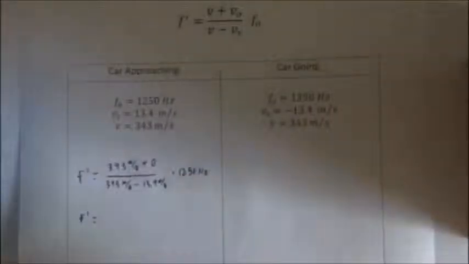All we have to do is say f prime, the perceived frequency, is equal to the speed of sound, 343 meters per second, plus the speed of the observer, which was 0 in this experiment, divided by the same 343 meters per second minus 13.4 meters per second, times the original 1250 Hertz. Doing this math, we get a final perceived frequency of 1300 Hertz.